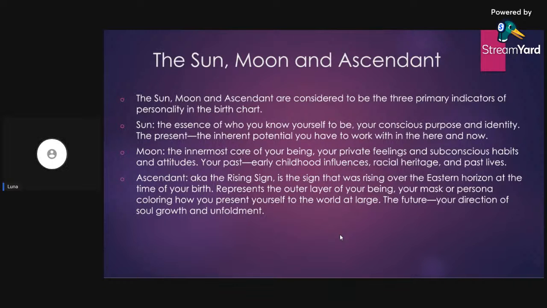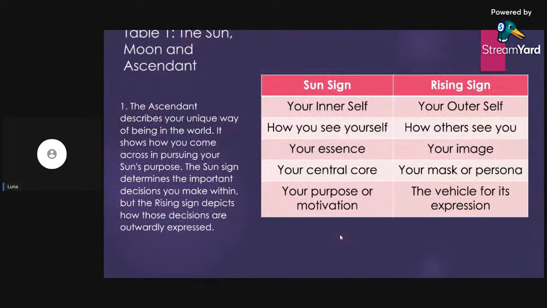The Ascendant, also called the rising sign, is a sign of the zodiac that was rising or ascending over the eastern horizon at the time of your birth. The Ascendant represents the outer layer of your being, your mask or persona, coloring how you present yourself to the world at large. On an historic level, the Ascendant refers to the future, your direction of soul growth and unfoldment. Table 1. The Sun, Moon, and Ascendant.